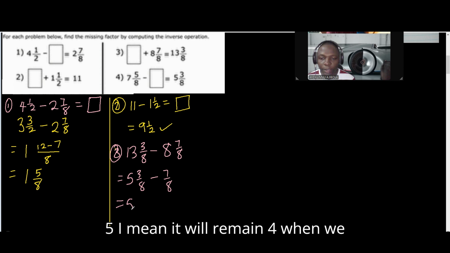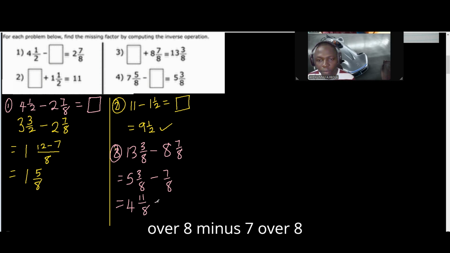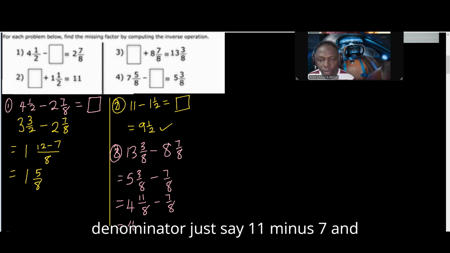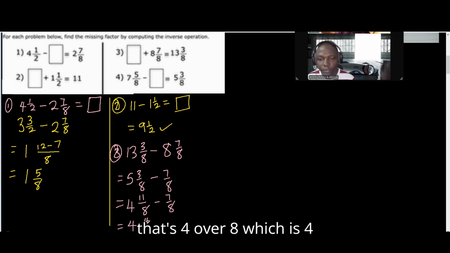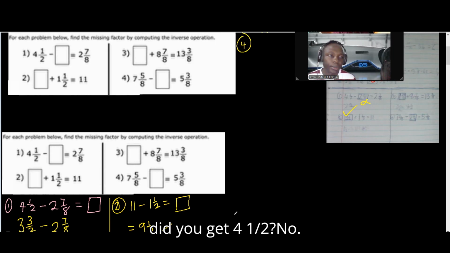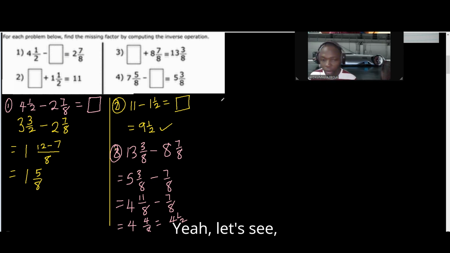There's going to be 5 whole, I mean, it will remain 4 when we remove 1. So 4 whole number 11 over 8 minus 7 over 8. So now that they have the same denominator, just say 11 minus 7, and that's 4 over 8, which is 4 and a half. So did you get 4 and a half? No. Okay. And the last one, is it the last one now? Yeah. Let's see.